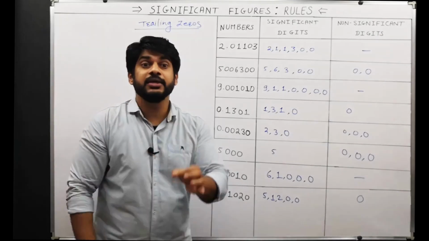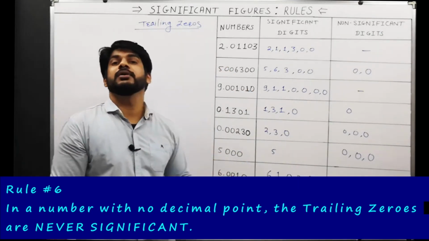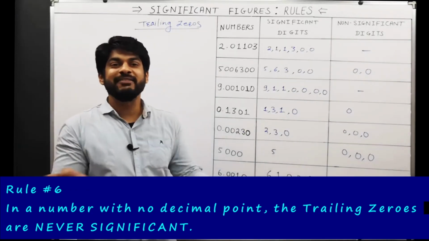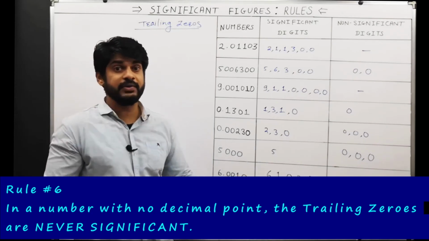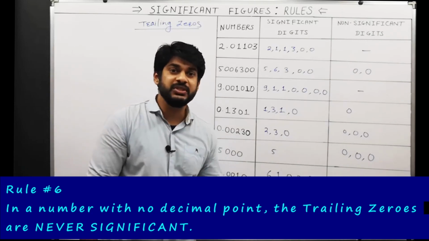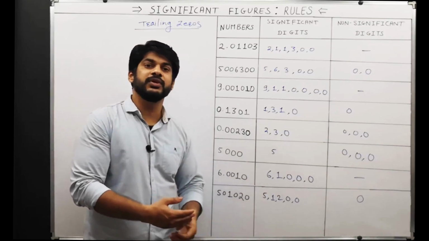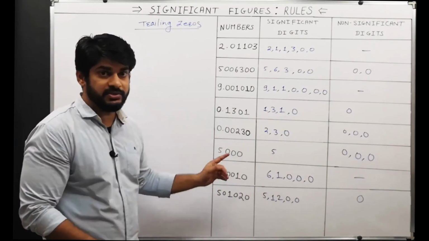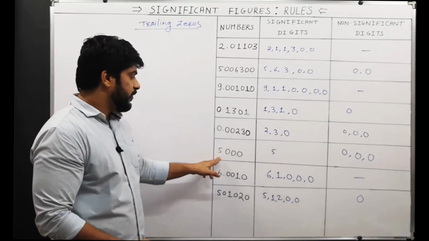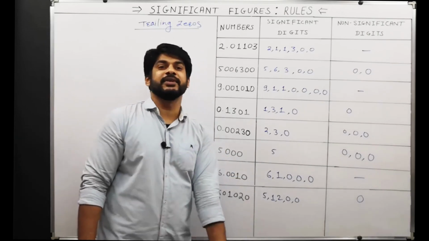Next rule says that in a number without decimal point, like this one, the trailing zeros are never significant. They are never significant, because these guys don't talk about the precision actually. There are other ways in which it can be represented. The same number can be represented in other way also. That's why these three digits are not considered as significant.